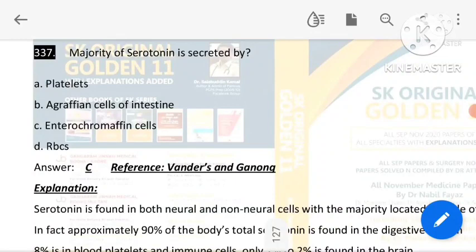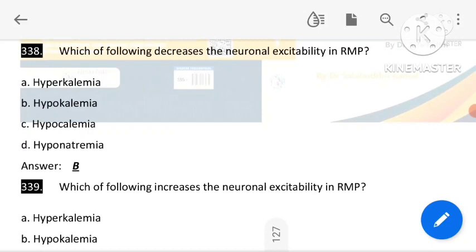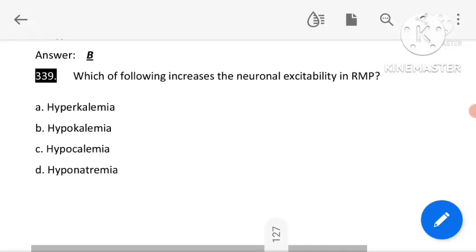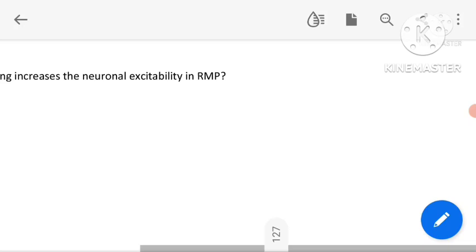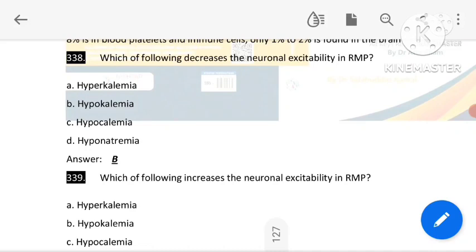Point number 338, which of the following decreases the neuronal excitability in resting membrane potential? Hypokalemia, decreases potassium in the serum. And which of the following increases the neuronal excitability in the resting membrane potential? Answer will be the hyperkalemia. So decreases neuronal excitability, answer will be hypokalemia. Increases neuronal excitability, answer will be the hyperkalemia.